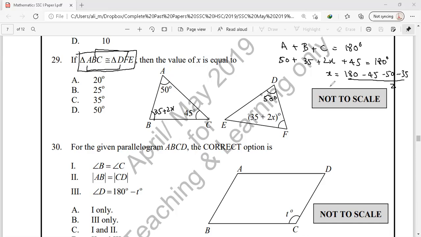So after calculating this whole expression, we will get x equals 25 degrees. So for question number 29, the correct answer is option B, that is 25 degrees.